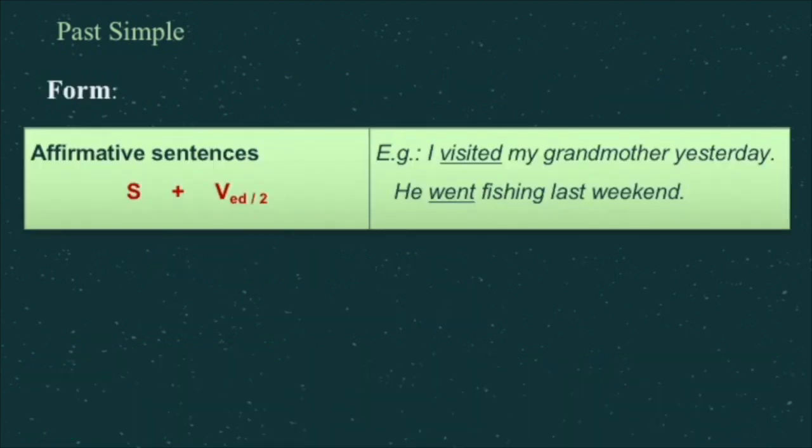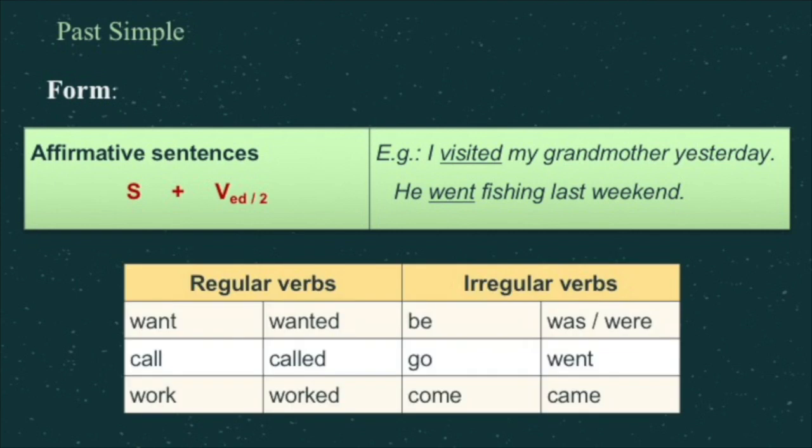Now, look at the form of the past simple. In affirmative sentences, we add ed to the verb or use irregular past tense form, thể quá khứ của động từ bất quy tắc. For example, I visited my grandmother yesterday. He went fishing last weekend. You can see that with most verbs, we add ed to form the past tense, but there are a lot of irregular verbs, động từ bất quy tắc, in English. For example, the past form of the verb to be is was or were, and the past form of go is went, and the past form of come is came.